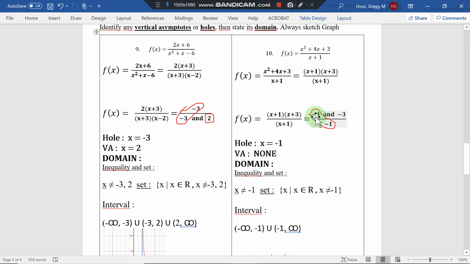So we have a match on top and on bottom of negative 1. Okay, draw a circle around it. That's where our hole is, at x equals negative 1. Now, there are no remaining zeros in the denominator. So that means we will not have a vertical asymptote.